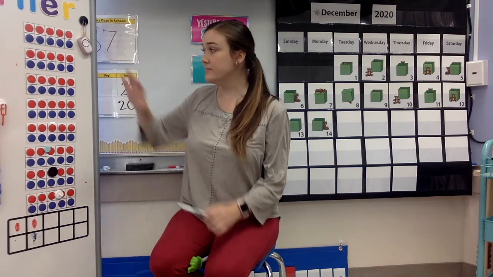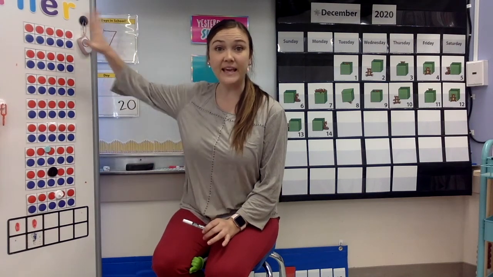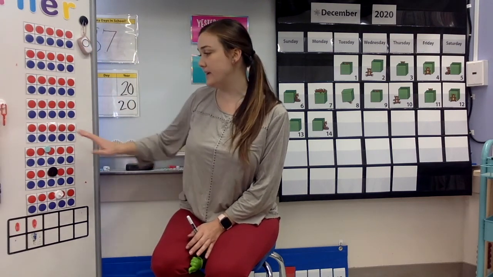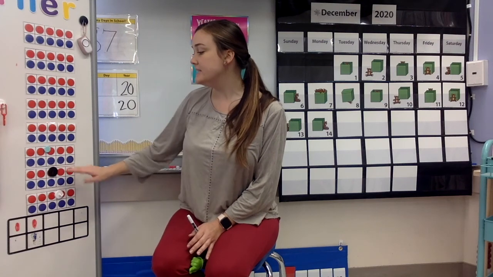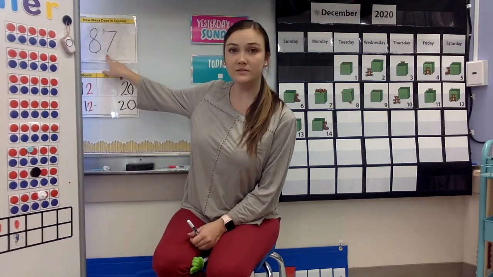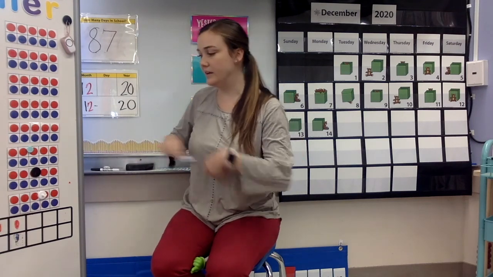8 tens, 8 10 frames. Then I should have 7 dots down here by themselves. Now I know I have 8 10 frames. 1, 2, 3, 4, 5, 6, 7, 8. If I count by tens, they make 80. 10, 20, 30, 40, 50, 60, 70, 80. How many dots do I need to draw? 7. I already have 80, but now I need 7.